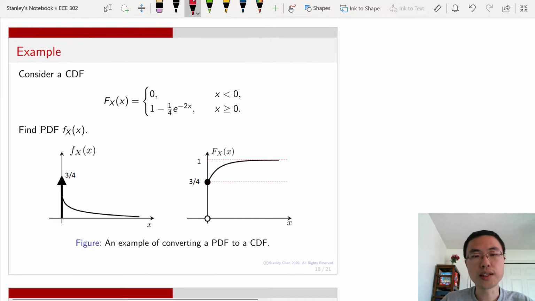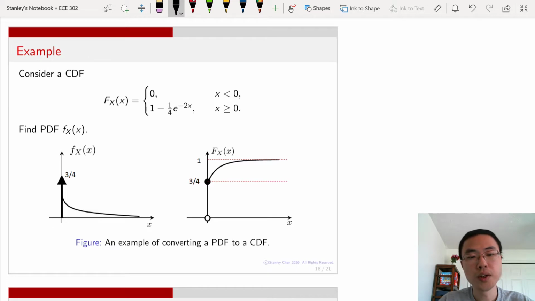So let's work on an example to illustrate this idea. Suppose I have a CDF which is given by this equation, and the CDF has this shape. For anything that is bigger than 0, I have this increasing function. It will saturate to 1.